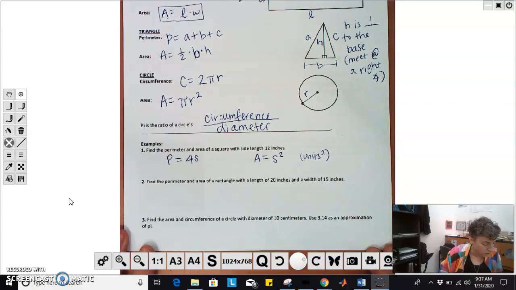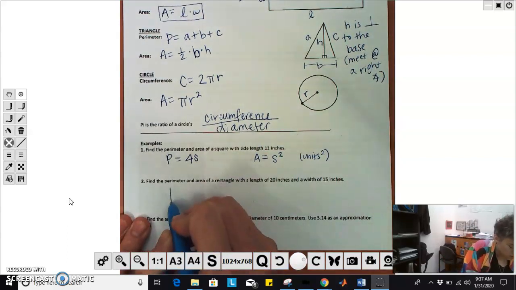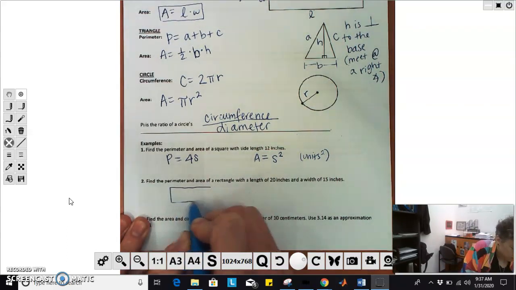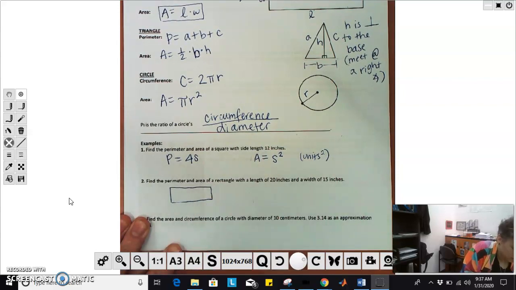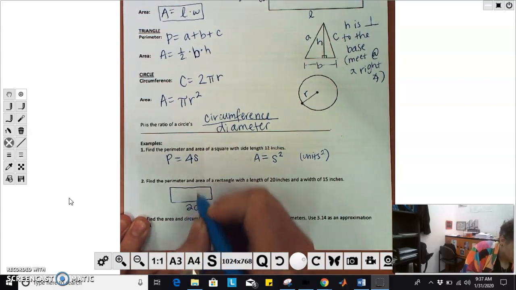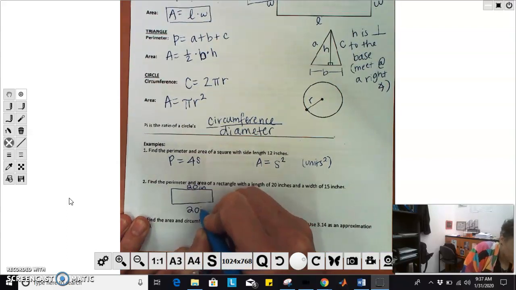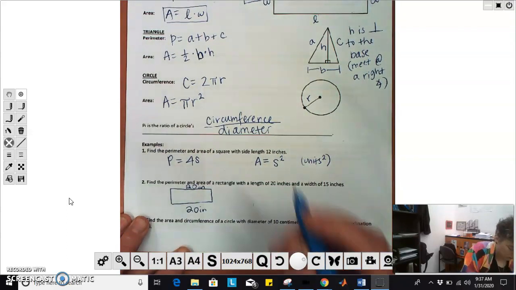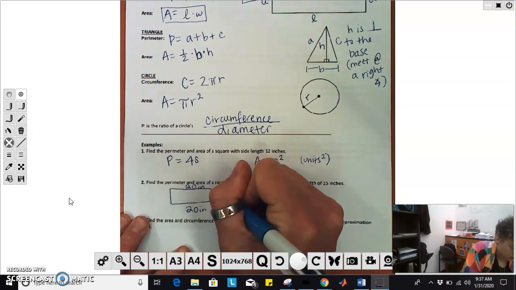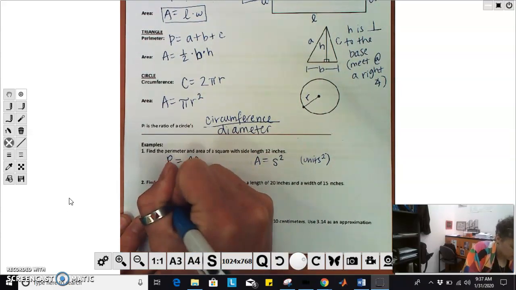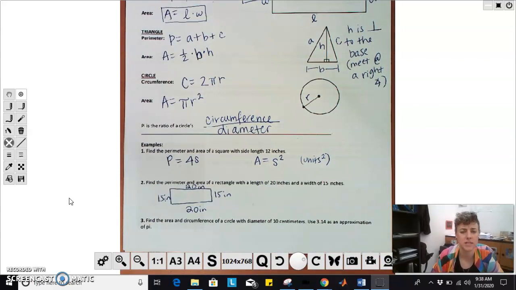Find the perimeter and area of a rectangle with a length of 20 and a width of 15. Let's draw a little picture here. It's a rectangle, length of 20. So the top and the bottom are both 20 inches. And the width is 15 inches. 15 inches on both sides.